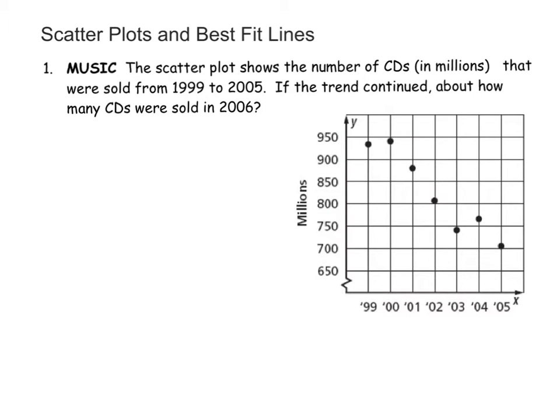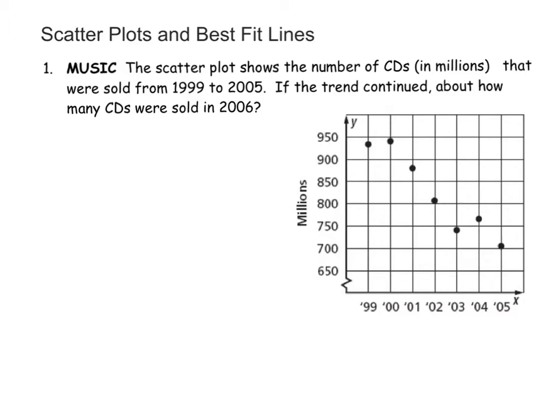We're going to talk about scatter plots and best fit lines. This scatter plot shows the number of CDs in millions that were sold from 1999 to 2005. If the trend continued, about how many CDs were sold in 2006? In order to answer that question, we're going to need to create an equation for the best fit line.